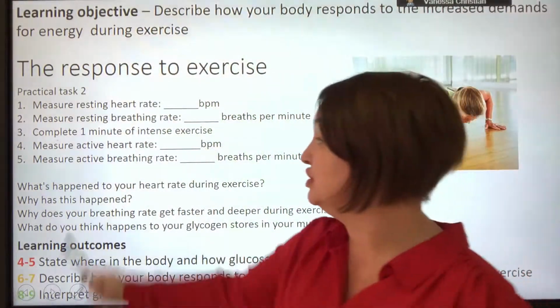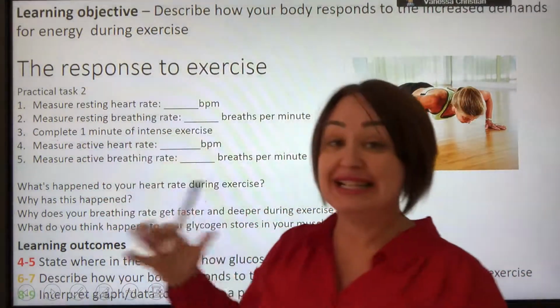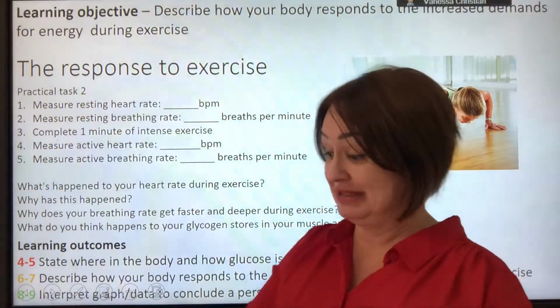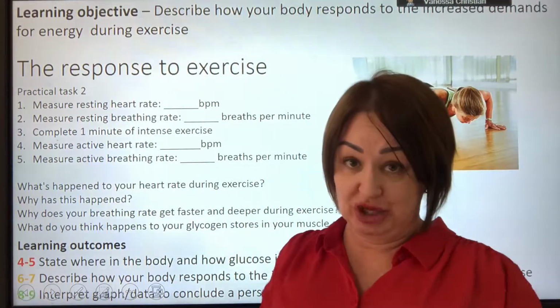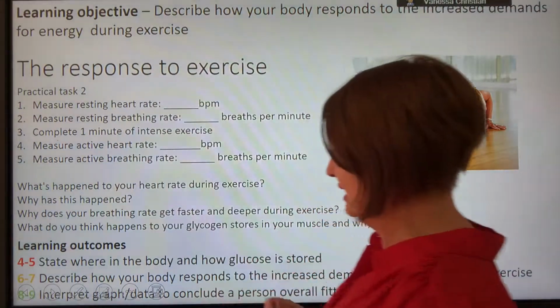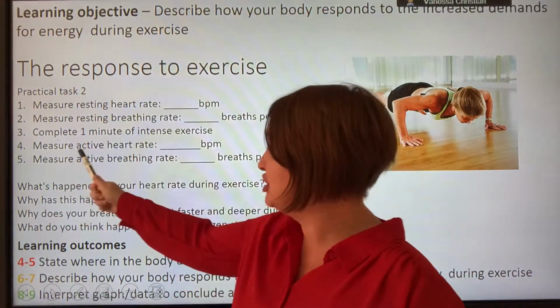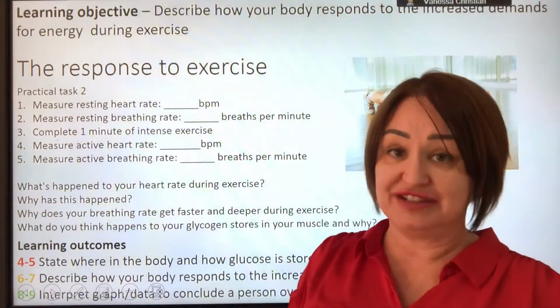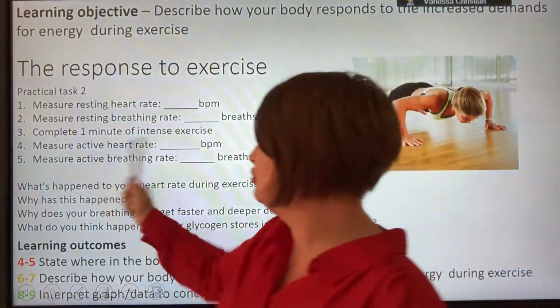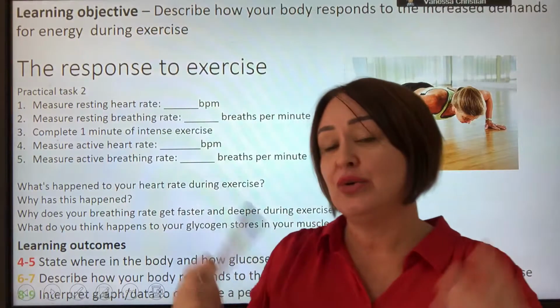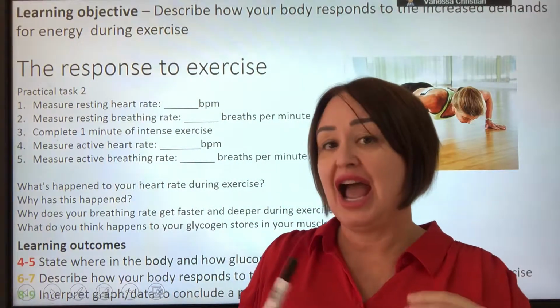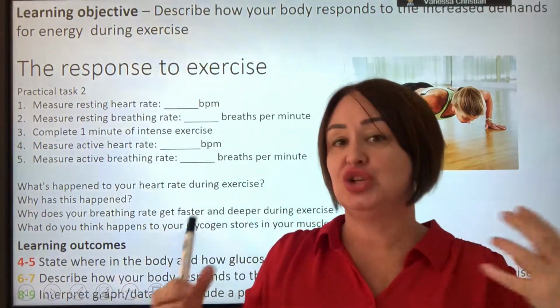Then what you're going to do is 1 minute of really intense exercise. Now that could be stepping up and down on a step, it could be jumping, it could be skipping, it could be any of those things. At the end, you're going to do the same thing. You're going to measure your heart rate after exercise, and you'll measure your breathing rate after exercise. Now, you've got that information. How do you then compare it to somebody else?